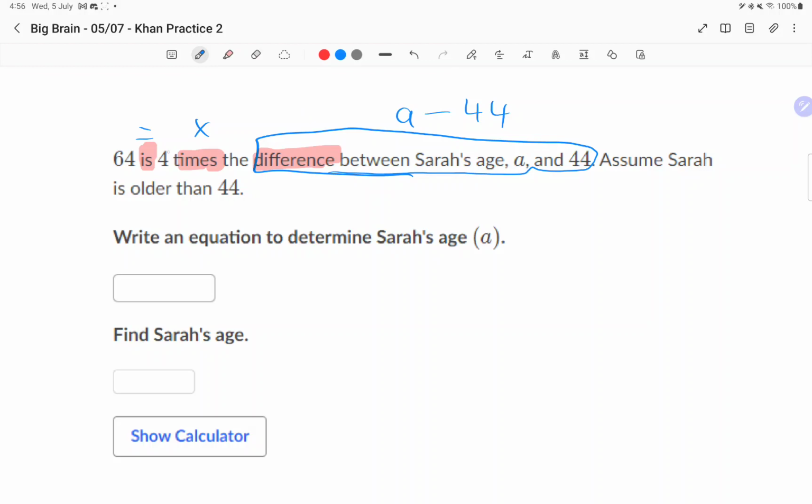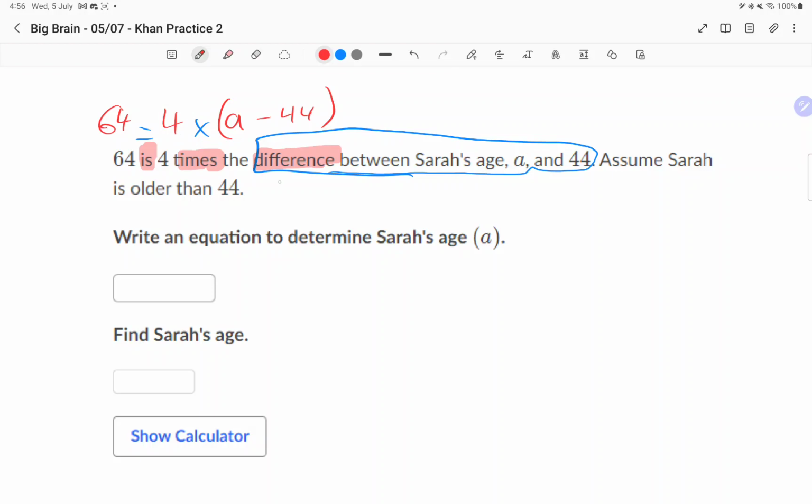Okay, and then 4 times that, so you would write it as 64 is equal to 4 times that thing. So 4 times A minus 44. Is that right? That's wrong. It's missing something important. Brackets. Brackets around A and 44. That's right. You need to do this subtraction first, right? Take the difference and then you multiply that by 4.